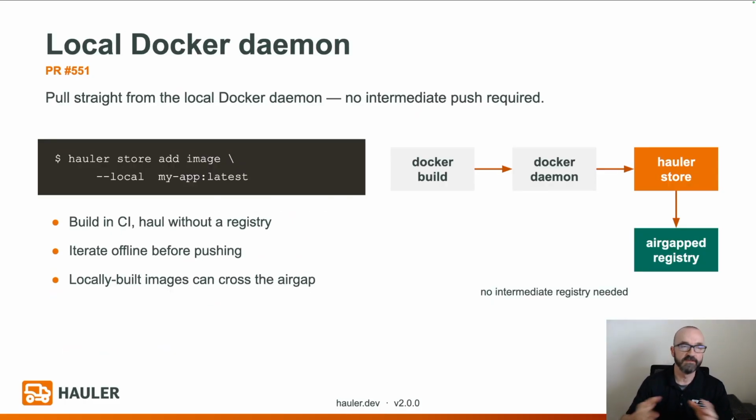Ooh, this is one I'm really excited about. So Holler now has the ability to pull an artifact straight from your local Docker daemon. Let's say you're working on a development project and you really don't have a need to push something that you're working on to a local registry first to then pull into Holler. You can just pull it straight out of your local Docker daemon, straight from the CLI now.